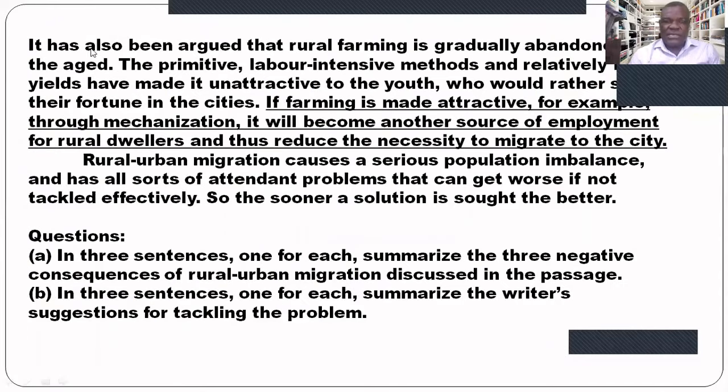So what is the suggestion here? That farming should be made attractive through mechanization, all right? Because if farming becomes attractive to the youth because of mechanization, then they can just be employed on the mechanized farms, and they don't need to go to the city. So we have been able to extract all the ideas we are looking for. And the last paragraph here is just the writer's conclusion.